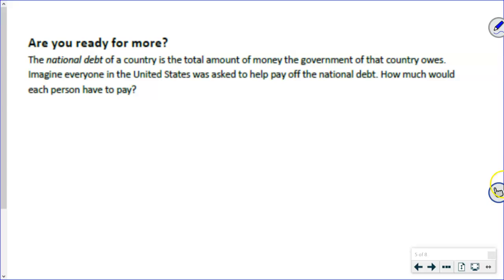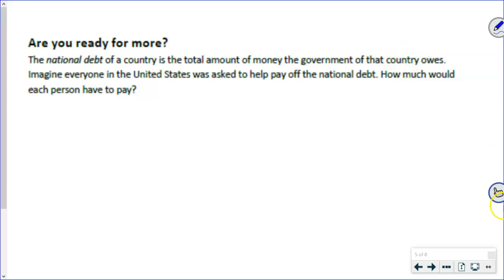This one is a really cool one. I really like this one, but it's not one that we're able to do right now. It says the national debt of a country is the total amount of money the government of that country owes. Imagine everyone in the United States was asked to help pay off the national debt. How much would each person have to pay? A lot. A scary, crazy, insane, ridiculous amount.